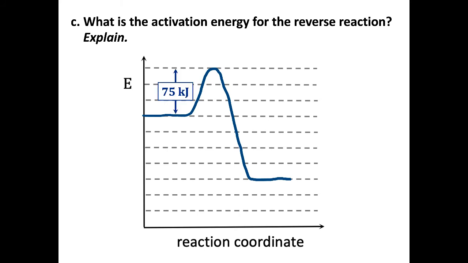The activation energy going forward is 75 kilojoules. The difference in energy between the reactants and products is 100 kilojoules. And so if we're going backwards from the products' energy to the top of the hill, which you have to overcome, that's the activation energy going in reverse. That total is 175 kilojoules. So the activation energy for the reverse reaction is 175 kilojoules.